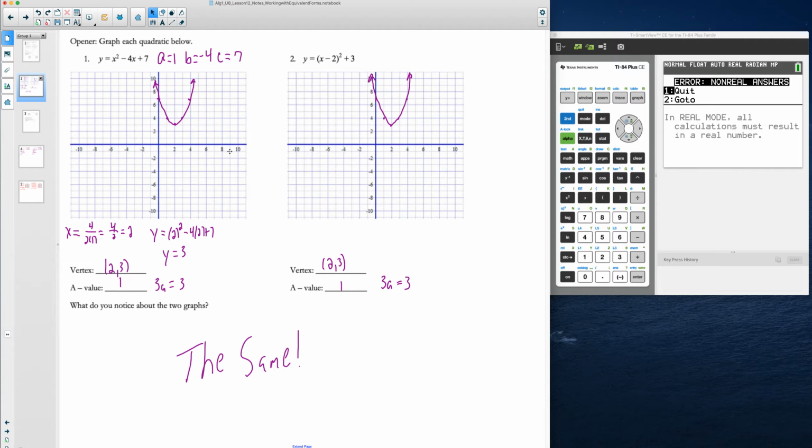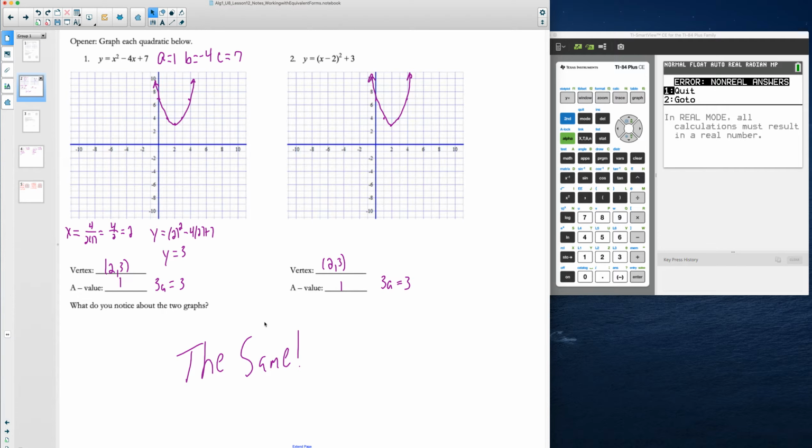Now, we move to number 2. Number 2 is a little less work because it's in vertex form for us. So we can see the vertex for this graph is (2, 3). So start with that point, (2, 3). Our a value is 1 right here. Remember we said that if there's no number in front, we assume it's a 1. If we saw just a negative here, that would be a negative 1. So a is 1, so up 1 to the right one, up 1 to the left one, and then we do 3a to get our next set of points. So from this point, up 3 to the right one, up 3 to the left one, and there's our graph.